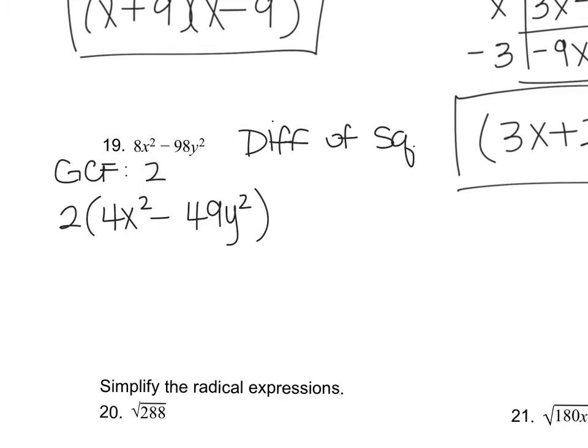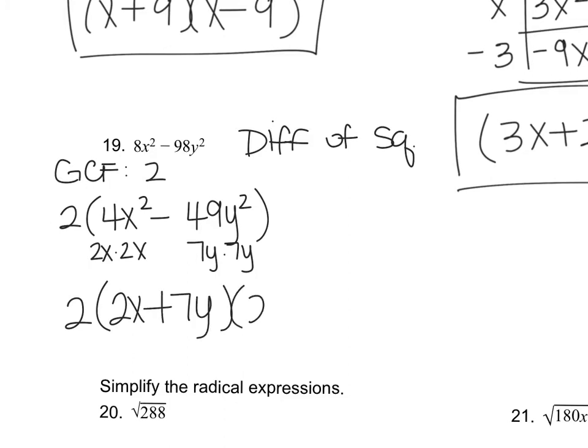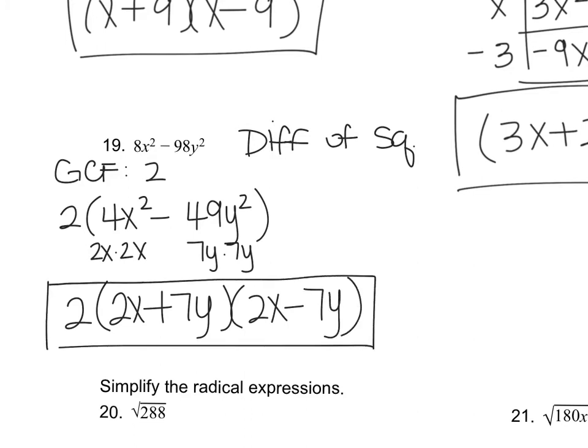I can now treat this like the problem above. So 2x times 2x is going to give us 4x squared, and 7y times 7y is going to give us the 49y squared. So when I write it in factored form, one set of parentheses is going to be 2x plus 7y, and my other set of parentheses is going to be 2x minus 7y. And I still have to have that GCF out in front so that if I were to distribute it back in, I would end up with what I originally started with.